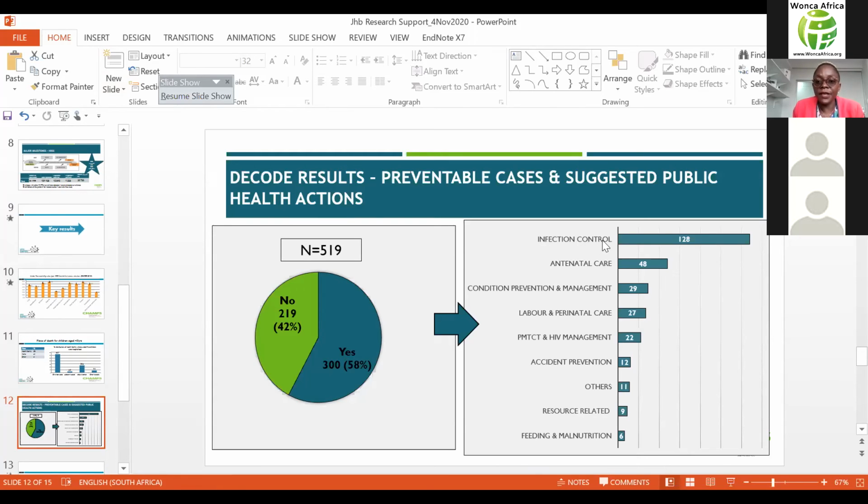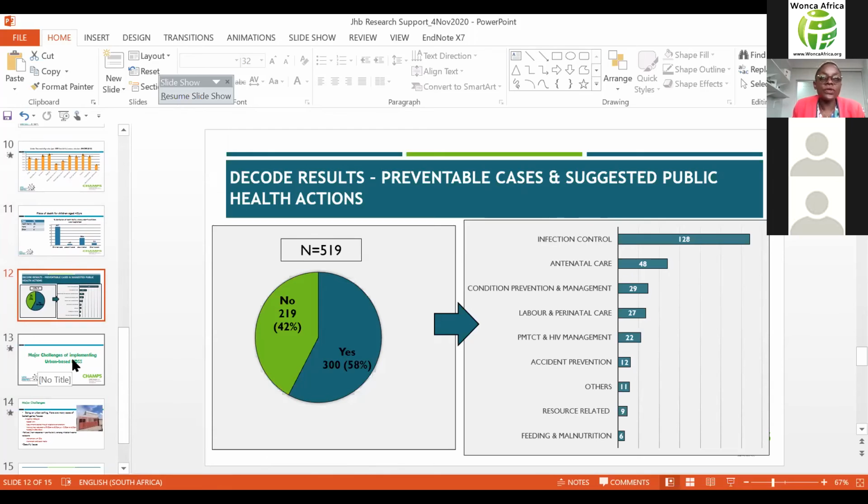So if we look at infection control, that's actually the bulk of the deaths that we are seeing, sitting at 128 of the total of 518. And these are deaths that could potentially be preventable by implementing stringent infection control measures. We also have a significant proportion that are due to lack of antenatal care, or lack of interventions that could potentially have been done during antenatal visits.